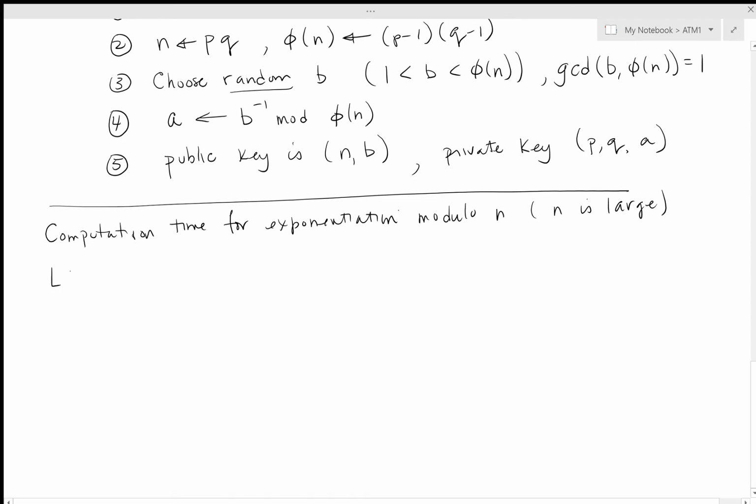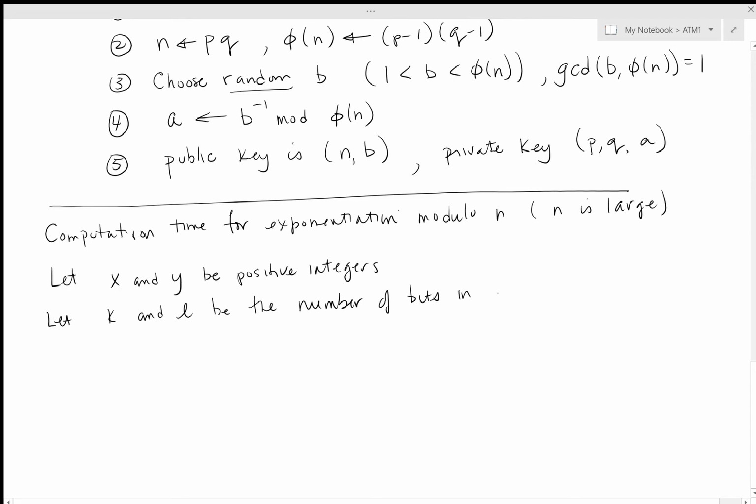Okay, so let x and y be positive integers. Let k and l be the number of bits in their binary representation.